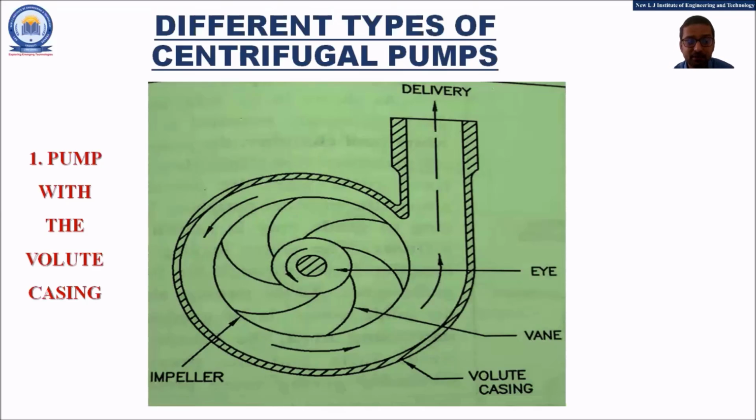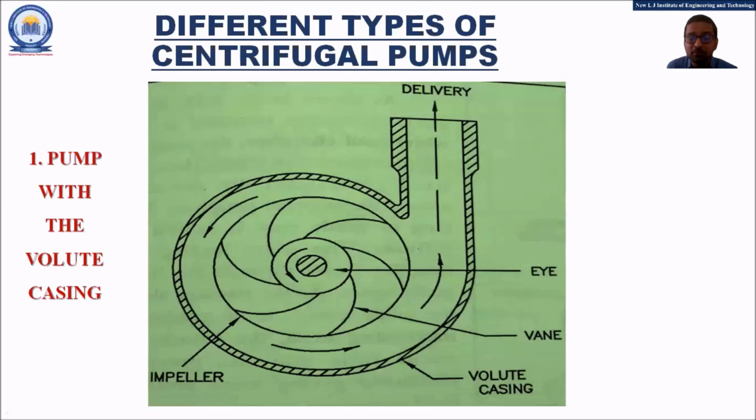The first type of the pump is the pump with the volute casing. This is the simplest type of the pump. As you are seeing in the image, the centermost point of the pump, that is the eye section. Then we are having the rotating impeller. On the impeller, we are having the backward curved vanes, and surrounding the impeller, we are having the casing, and this casing is considered as the volute casing.